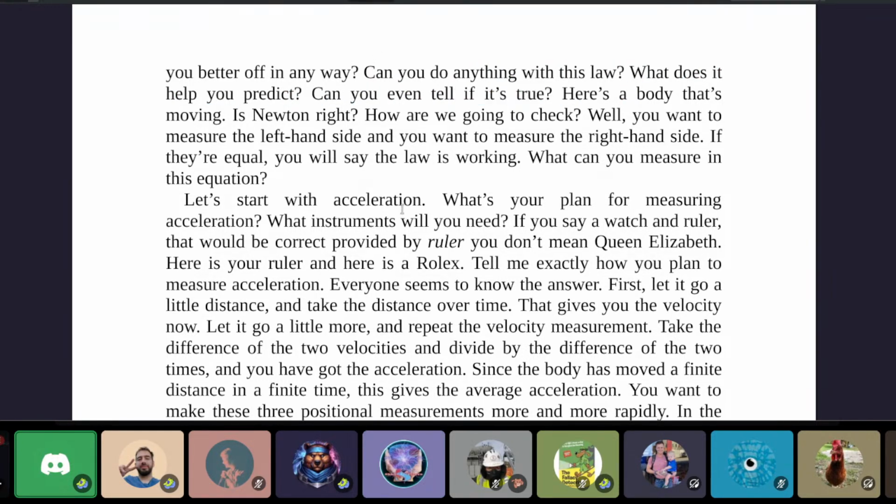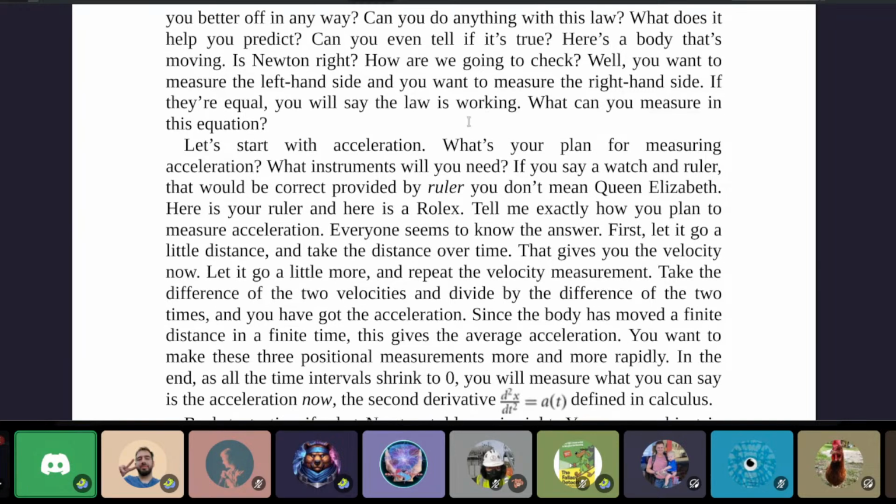Can you do anything with this law? What does it help you predict? Can you tell if it's true? Here's a body that's moving. Is Newton right? How are we going to check?